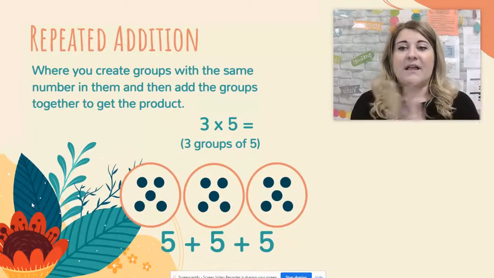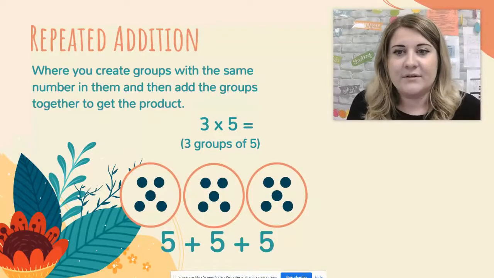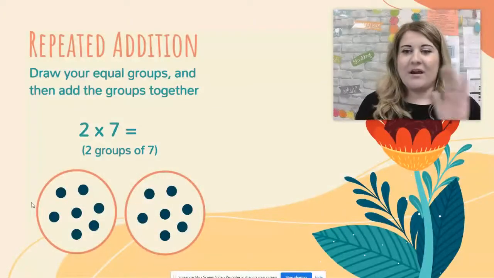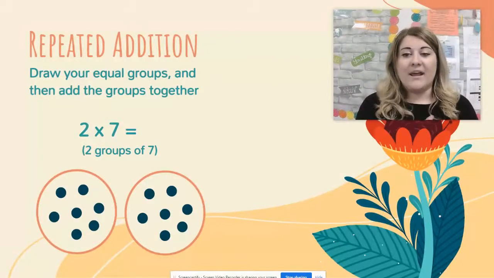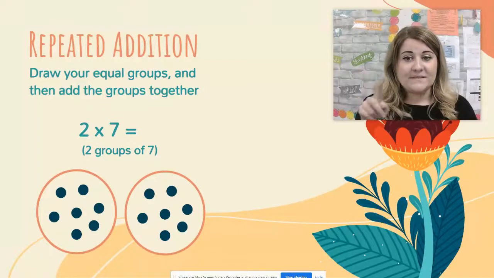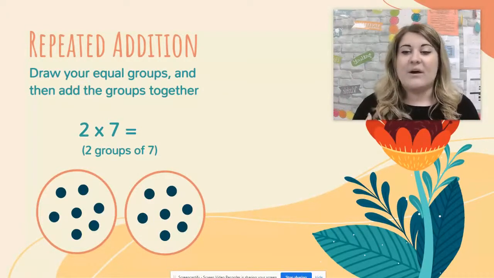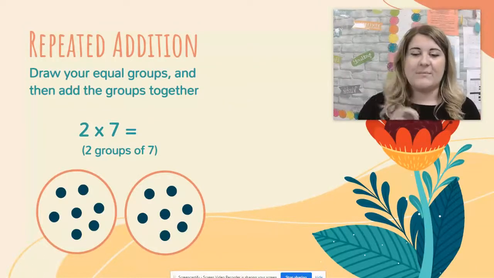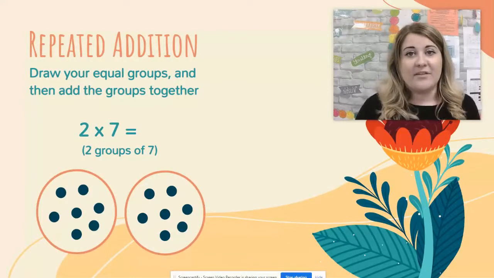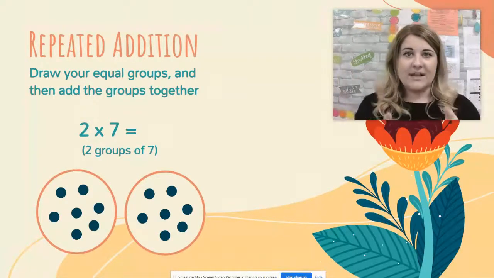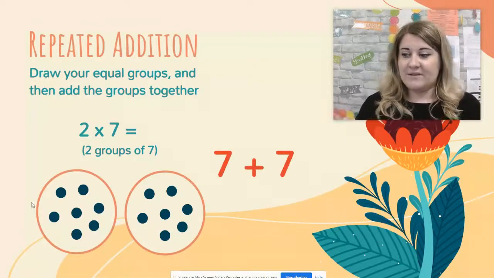So let's look at another example, if this will load. Hey, there we go. All right, so first of all, we have 2 times 7. I went ahead and I drew 2 groups of 7 because this is how we're going to figure out the repeated addition. So I drew 2 big circles, and I put 7 dots in each group. So my repeated addition, if we add those groups together, is just going to be 7 plus 7.